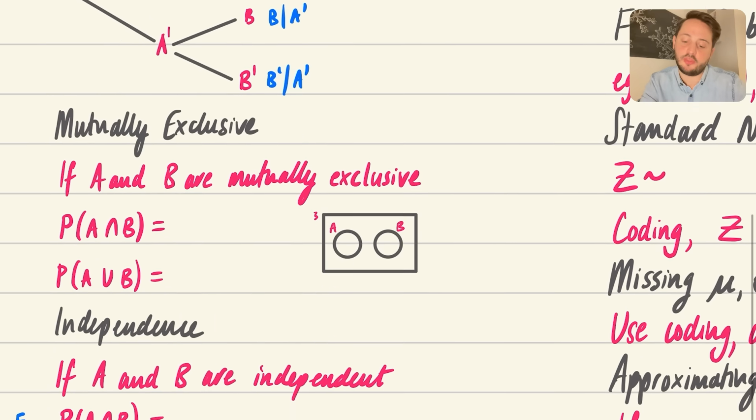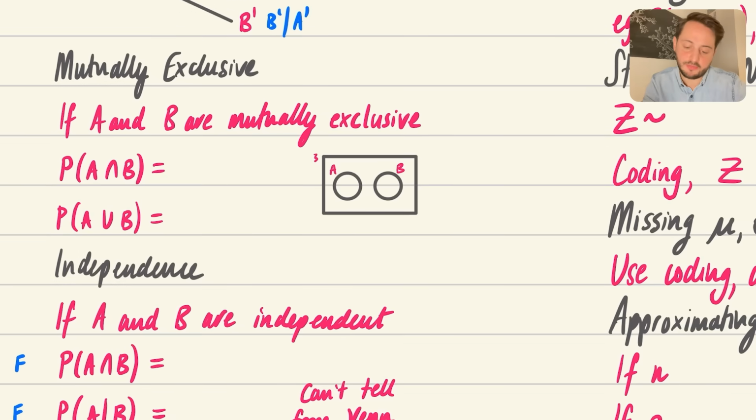Now I'm going to talk about some other things to do with probability. If you have something about mutual exclusivity, if A and B are mutually exclusive, the probability of A and B is going to be 0 because they can't happen at the same time. The probability of A or B is just going to be the same as the probability of A plus the probability of B. And as a Venn diagram, they do not overlap each other because they have no overlap.